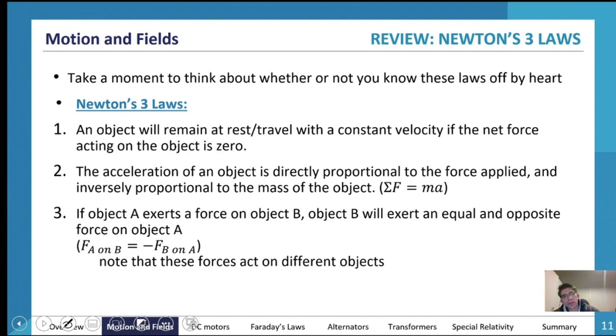According to Newton's first law, an object will remain at rest or travel with a constant velocity if the net force acting on the object is zero. The acceleration of an object is directly proportional to the force applied and inversely proportional to the mass of the object. And then the third law, which is what most students get incorrect.